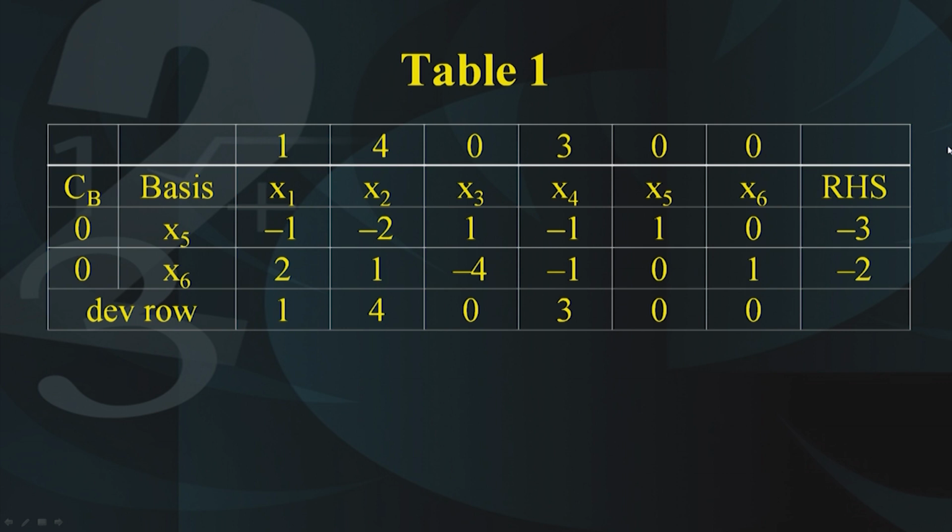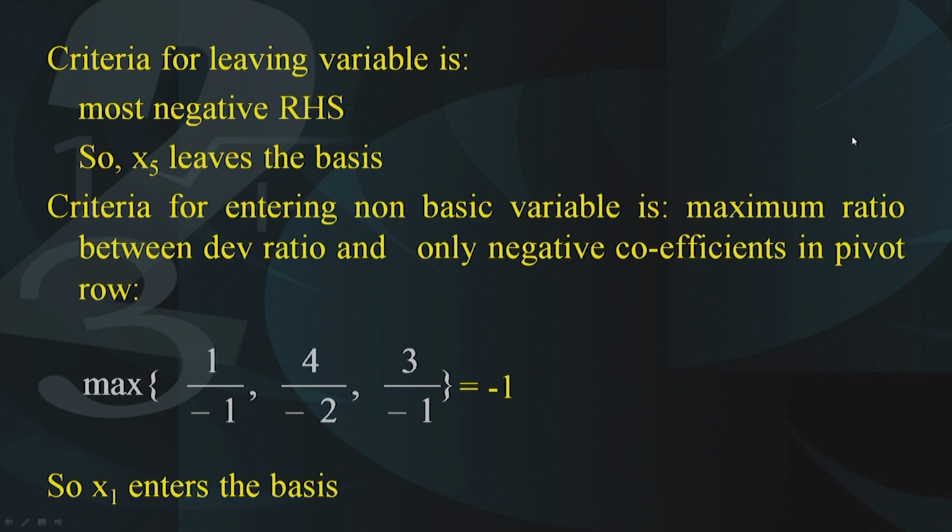The peculiarity in this table is that the right hand side entries are negative, which indicates that although this BFS is optimum, it is infeasible as far as the primal is concerned. Now, we have to change the basis. So we need to decide the pivot, and decide which variable should enter and which variable should leave. The difference between the simplex method and the dual simplex method is that in the simplex method, we first find the entering variable and then find the leaving variable. However, in the dual simplex method, it is the other way around. First, we find the leaving variable, and then we find the entering variable.